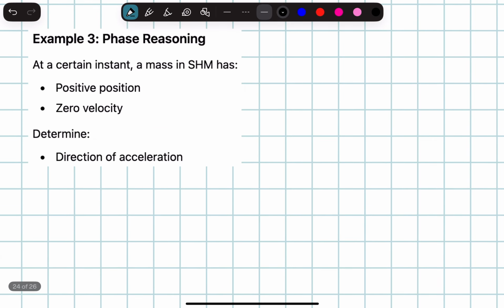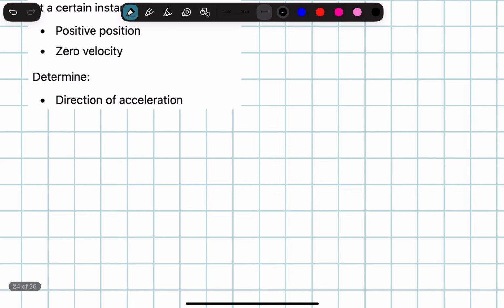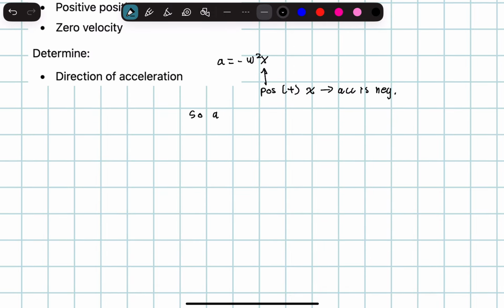Phase reasoning. At a certain instant, a simple harmonic motion mass has a positive position and 0 velocity, and what we want to do is determine the direction of acceleration. So we know from a is equal to negative omega squared x that you have a positive x. That means that the acceleration is negative. So the acceleration points toward the equilibrium.